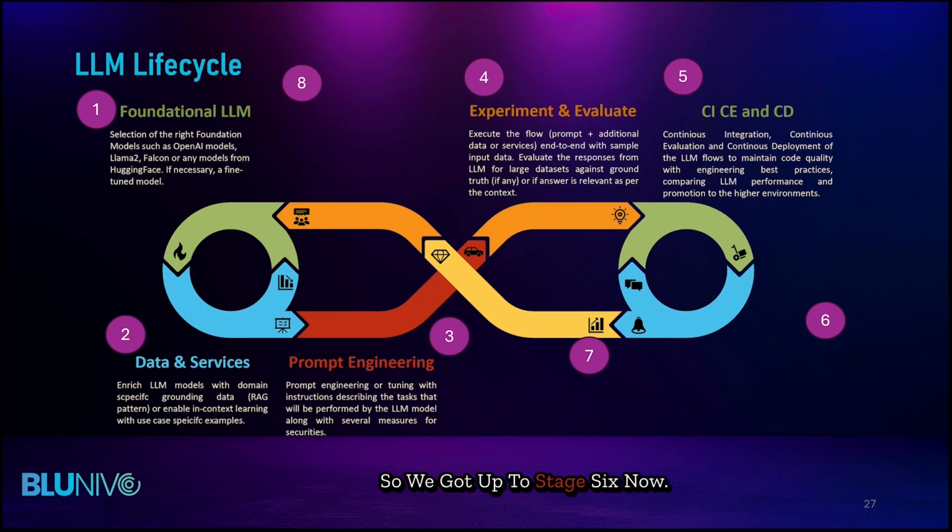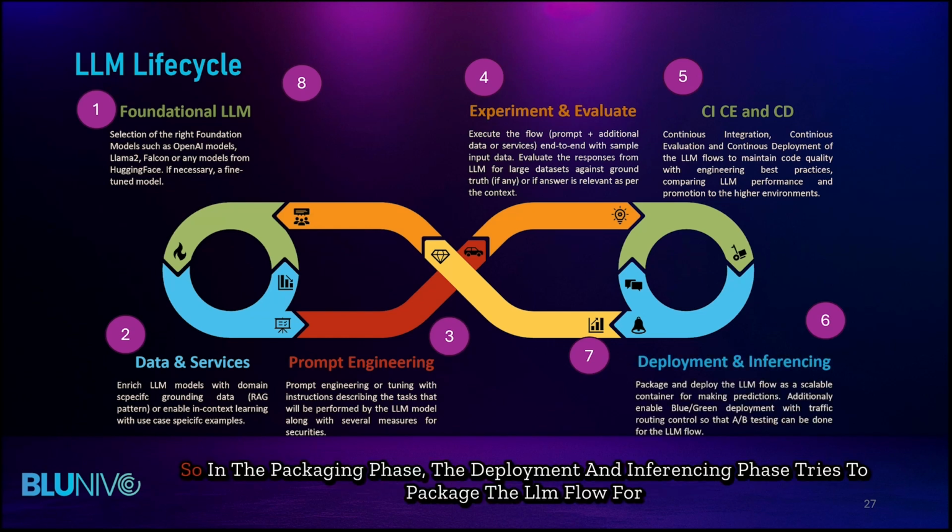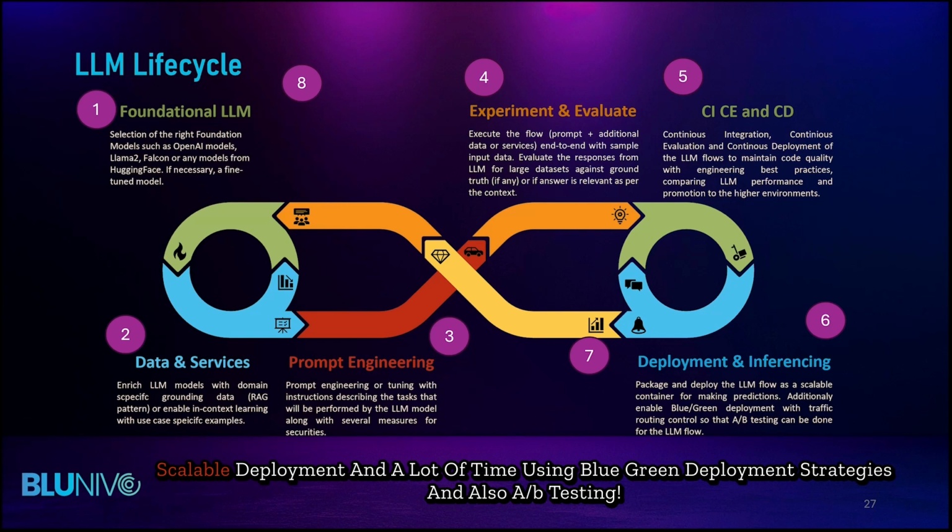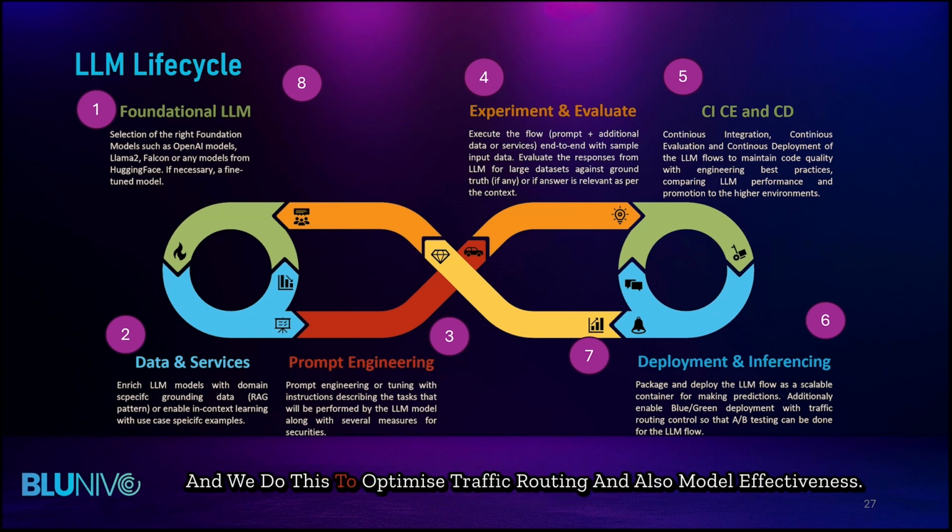So we got up to stage 6 now, where we have the packaging phase. In the packaging phase, the deployment and inferencing phase tries to package the LLM flow for scalable deployment. And a lot of time we're using blue-green deployment strategies and also A/B testing. And we do this to optimize traffic routing and also model effectiveness.